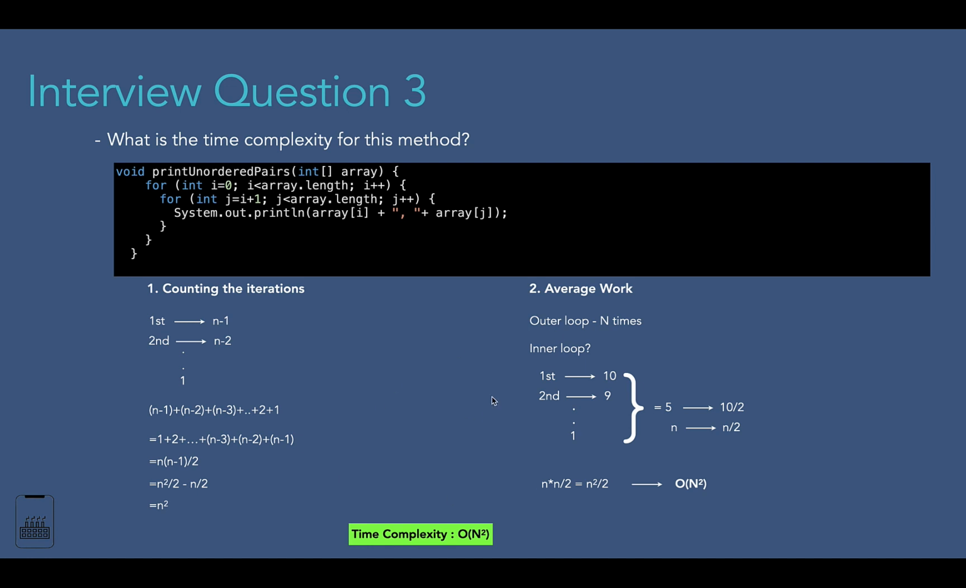So with these two approaches, I have explained how we can find the time complexity for this method. Hopefully everything is clear about both of these ways.